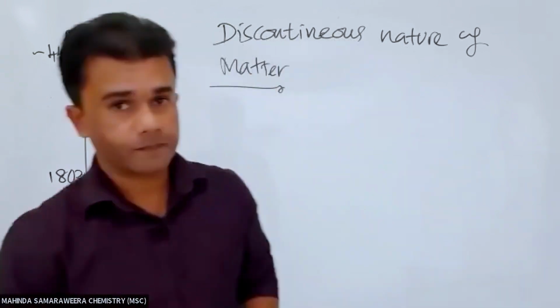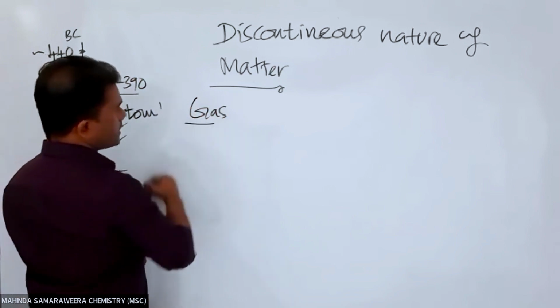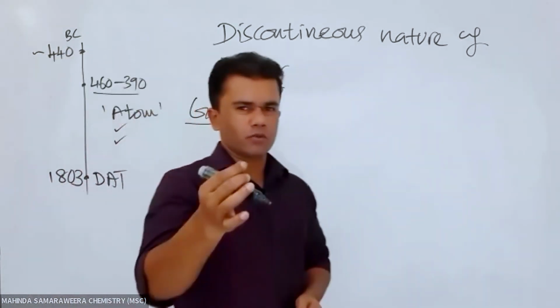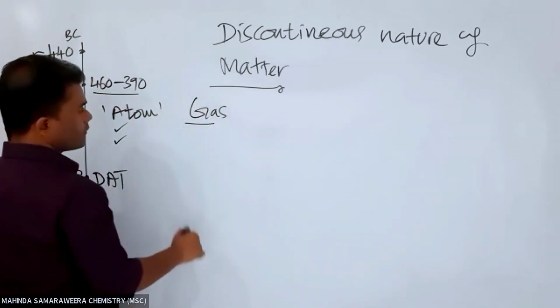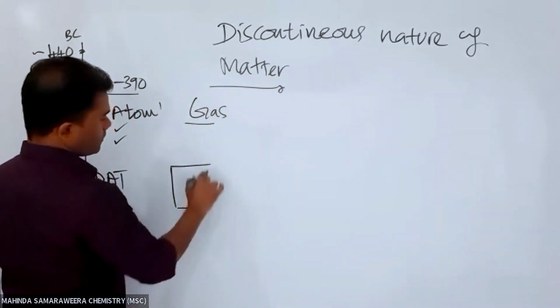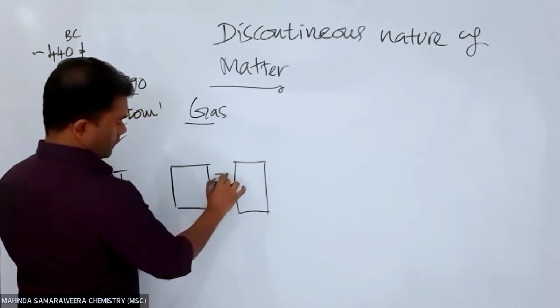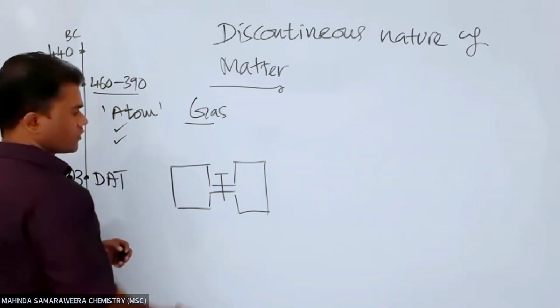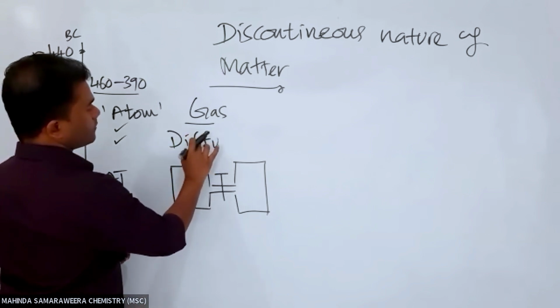We can prove that the gaseous state of matter is discontinuous by doing a simple experiment. One famous one is diffusion. I will explain it, don't worry. Even in the gaseous state of matter, I will come back to this in unit 4. Diffusion is one simple phenomenon.